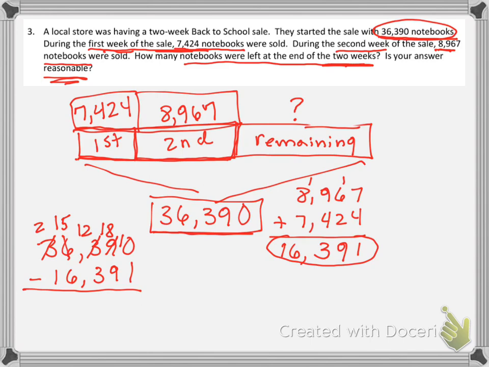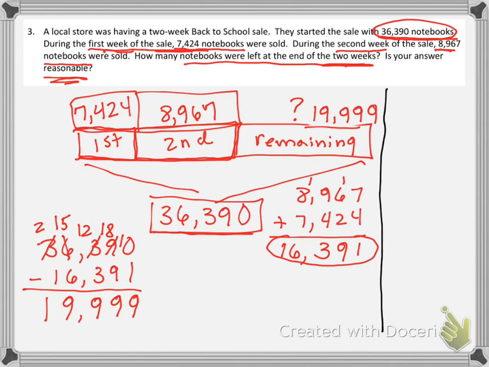So you go with the ones. 10 ones take away 1 one is 9 ones. 18 tens take away 9 tens is 9 tens. 12 hundreds take away 3 hundreds is 900. And in the thousands, 15,000 take away 6,000 is 9,000. And 2 ten-thousands take away 1 ten-thousand is 10,000. So you're left with 19,999. And that's over here. 19,999 is your missing value of this tape diagram.